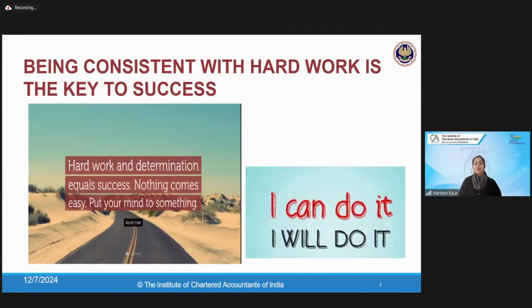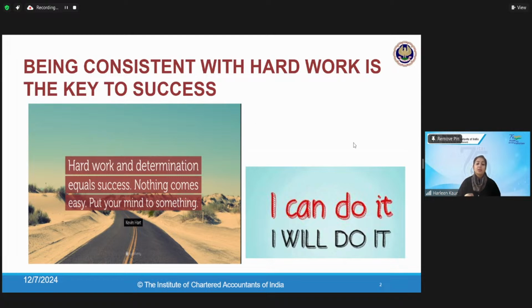As we begin today's journey, I just wanted to tell you that being consistent with hard work is the key to success. As we are approaching our exams, you are preparing well. Please remember that hard work never goes waste. Whenever you feel a little demotivated, that the syllabus is too long and we might not be able to remember it, you have to use different memorizing techniques. Just remember these words written in front of you: I can do it and I will do it.